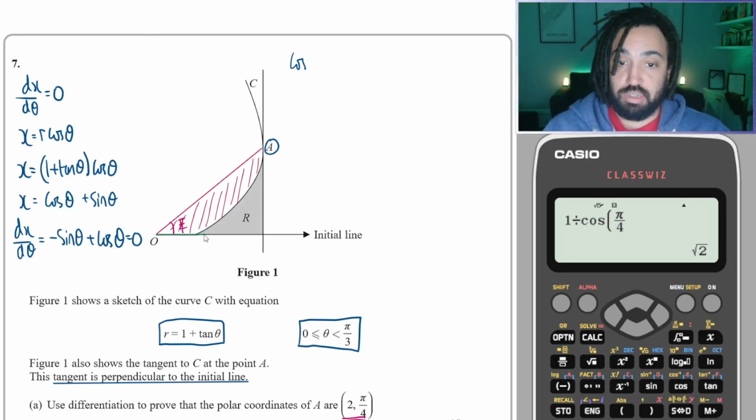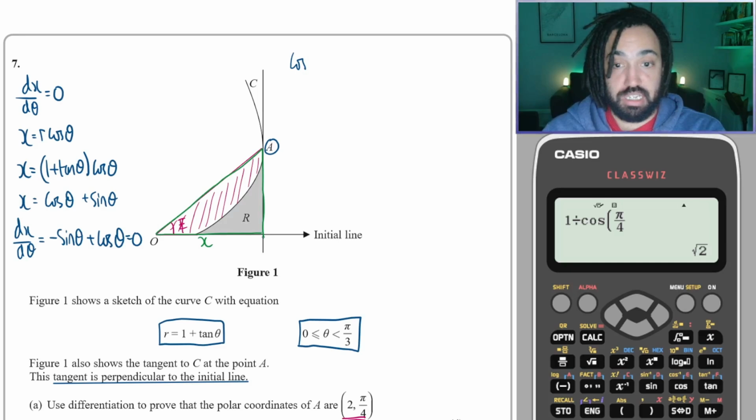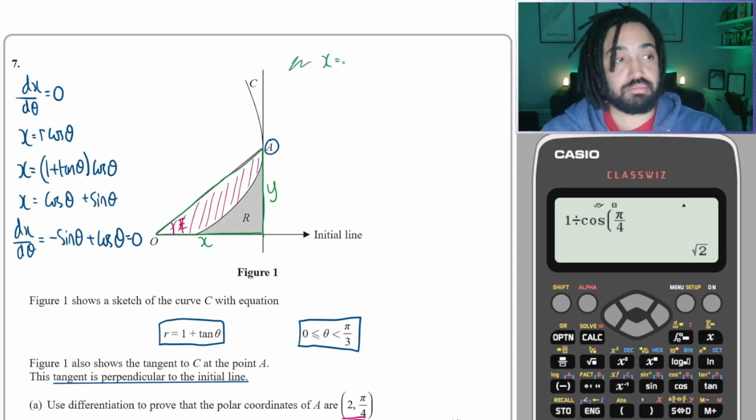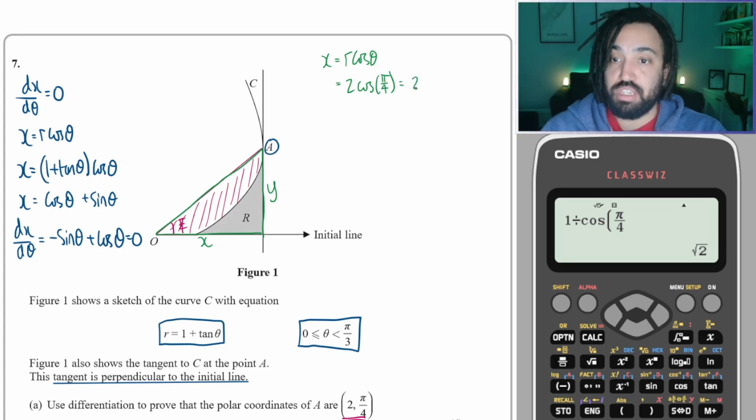So the area of the triangle is going to be from here and then to here and then across here. Now that's going to have the x coordinate of A, because it's how far along from the origin A is, and it's going to have the y coordinate of A. So what's the x coordinate of A? It's r cos theta, and we know what r and theta is. So r is 2 and theta is pi over 4. So this is going to give me 2 root 2 over 2, so that's just going to give me root 2.